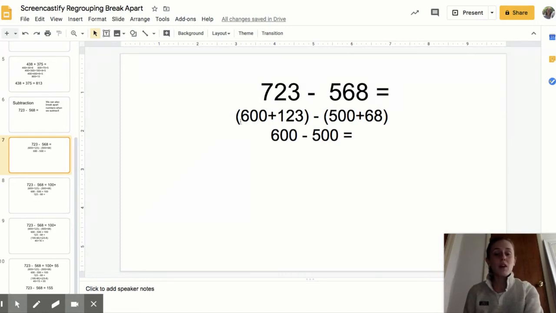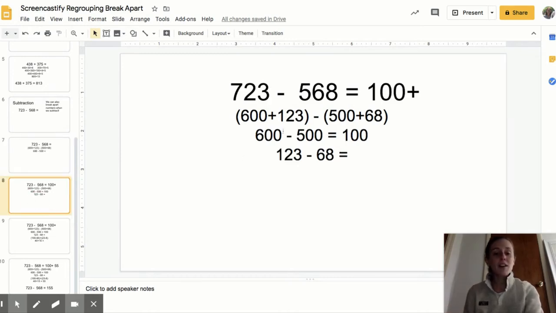So I'm going to start by looking at my 600 and my 500. When I subtract 500 from 600, how many do I have left? I have 100 left. So I marked that down right here by showing if I take 500 away from 600, I have 100 left. And I'm going to make a mark of that up here because I am going to need that for my final answer. Now that I have subtracted my 600 and my 500, I have this 123 and 68 left. So I made a new subtraction sentence right here to show that.